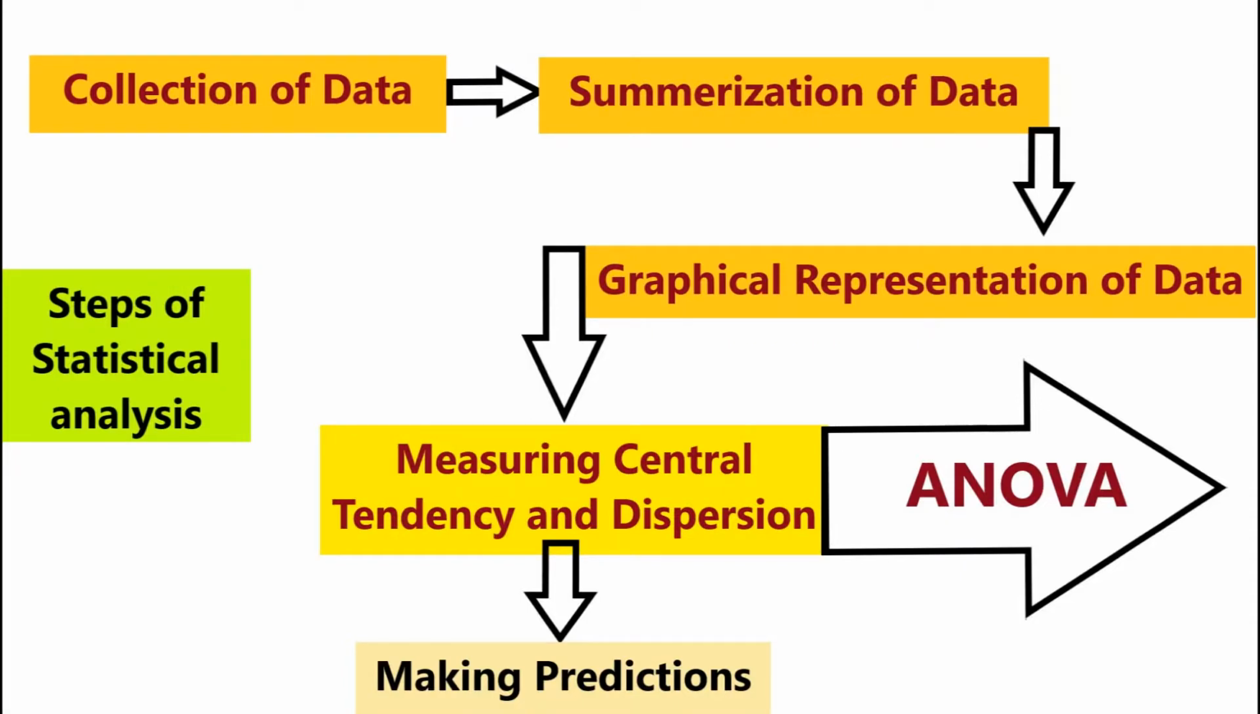So in a nutshell, in statistics, we collect the data, we summarize the data, we graphically represent the data, we measure the central tendency, then we measure the dispersion, then we estimate the ANOVA, that is, we analyze the variance, and finally we make predictions. Predictions are ultimately the outcomes of statistical analysis.